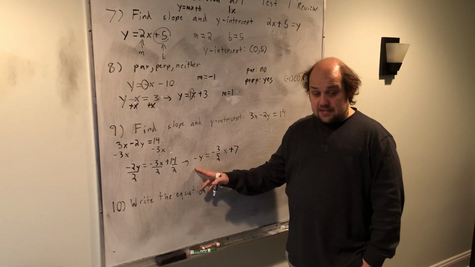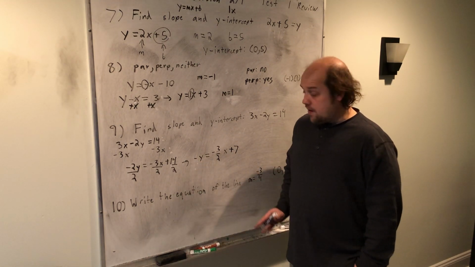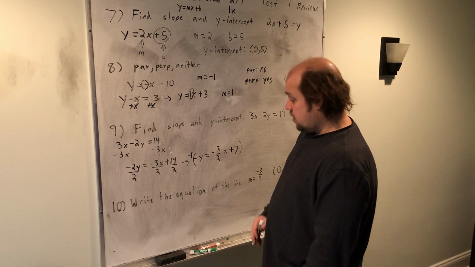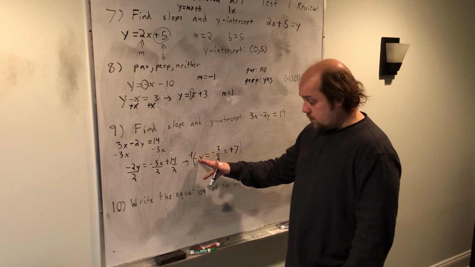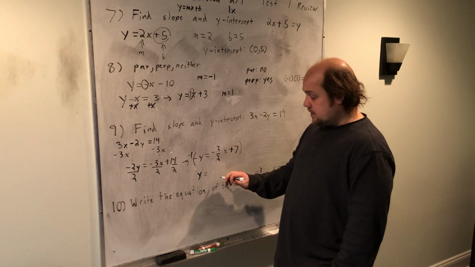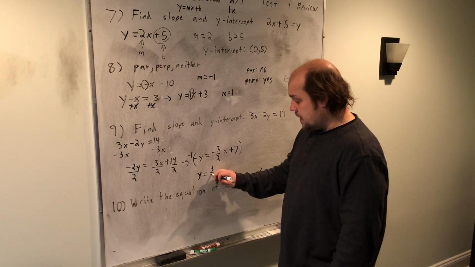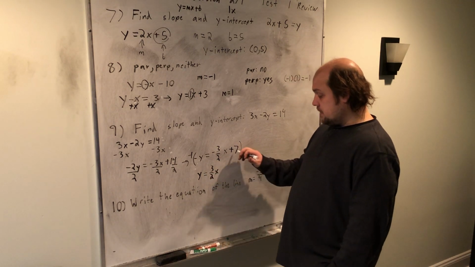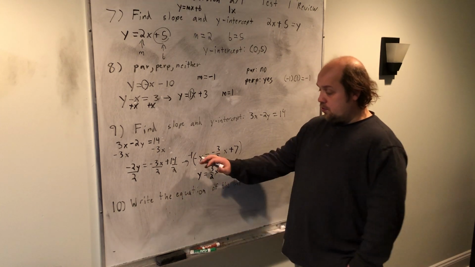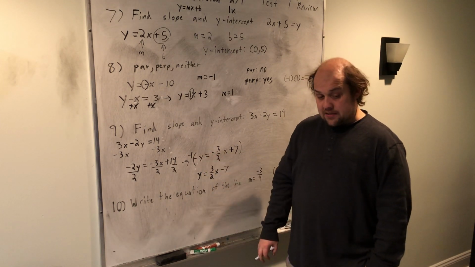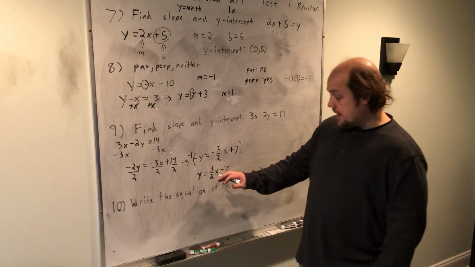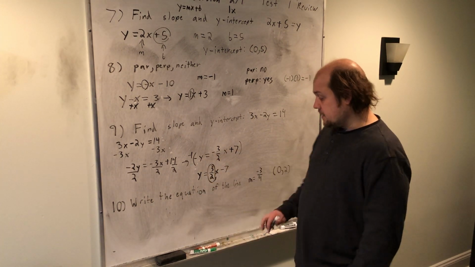To get rid of this negative, what I'm really doing is changing every sign. So I'm going to write it as multiplying by negative 1. Really what that means is take what was a negative y, make it a positive y. Take what was a negative 3 halves x, make it a positive 3 halves x. Take what was a positive 7, make it a negative 7. So in order to change this negative y to a positive y, I have to change the sign on each of the other terms.